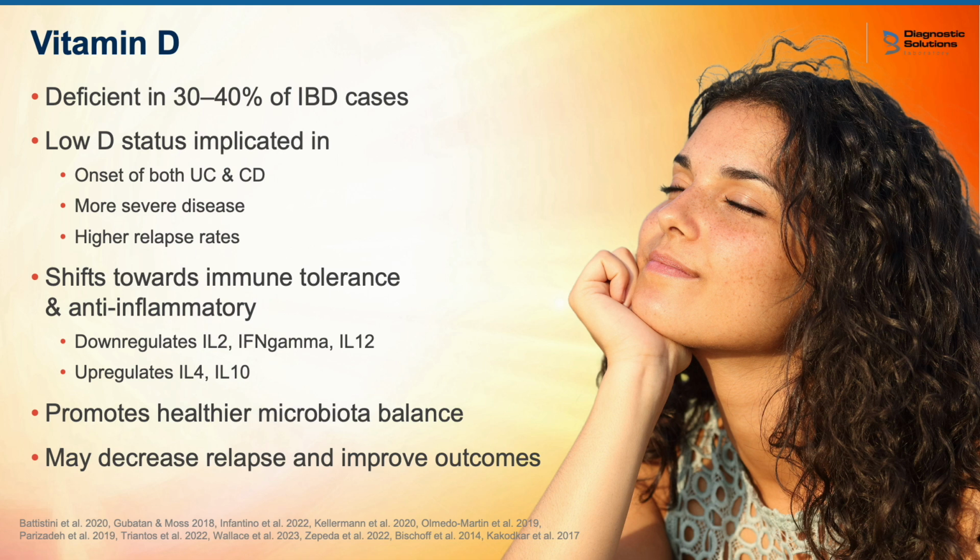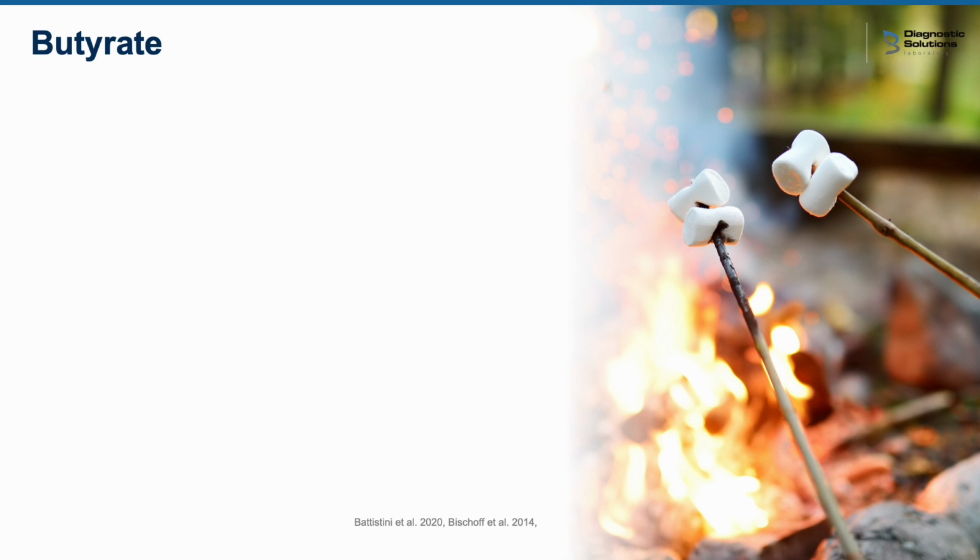You may assess for deficiency first. You may give it empirically at moderate doses, but you are likely to see some improvement in outcomes with the use of vitamin D. Butyrate can be a powerhouse supplement in IBD. So this is one of our short-chain fatty acids that is produced by our obligate anaerobes in the colon and is frequently deficient in IBD, as are the organisms that produce it.